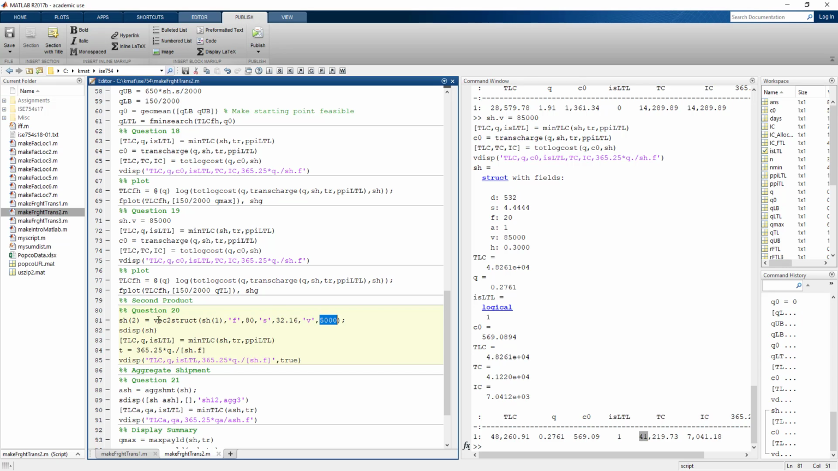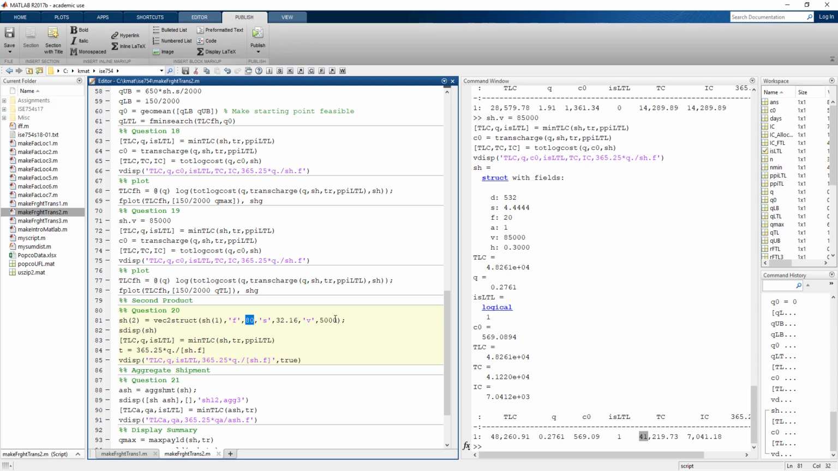So what we can do is call a function in MATLAB called vec_destruct, and it's a nice way of adding additional shipments to a shipment structure. What we're doing here is taking the first shipment structure for our first product, and then what vec_destruct does is, given that we specify the existing shipment structure as the first argument, it adds another element to a structure array that's created. And that structure array is going to have an F field value of 80, corresponding to the tons of demand for the second product.